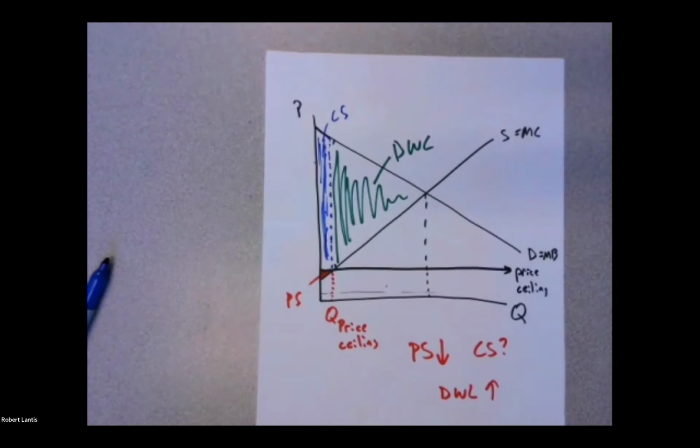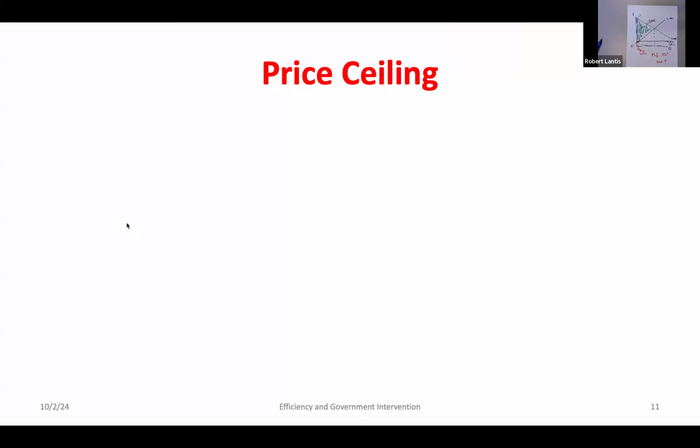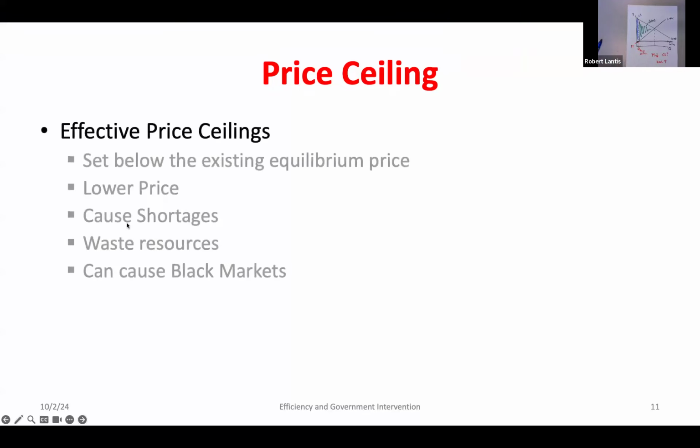All right. So that's the general idea there. Go back to thinking about these price ceilings. Effective price ceilings, I already mentioned this, have to be set below that equilibrium price. If we don't, it doesn't change anything, right? If I tell people they can't charge above $2,000 for something, and they're currently charging $1,000, they're like, okay, I'm not. Nothing changes, right? Now, what can happen?